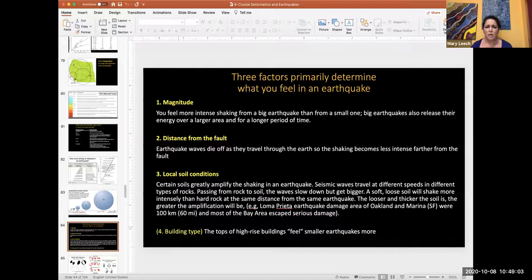Okay, so there are, I say three factors, but I list four because the fourth one is sort of secondary to these three, and I'll explain. So the magnitude is the primary factor in the intensity of shaking that you're going to feel. The larger the magnitude, the more shaking you're going to feel. And some of these earthquakes can also last a really long time.